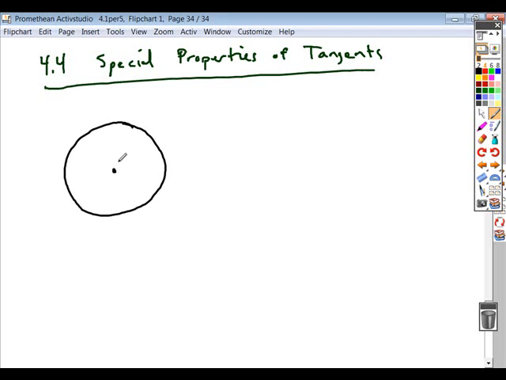So if you take a circle, a tangent is a line or portion of a line that will intersect that circle at one and only one location. The line itself is called the tangent. The point that's shared between the line and the circle is called the point of tangency.